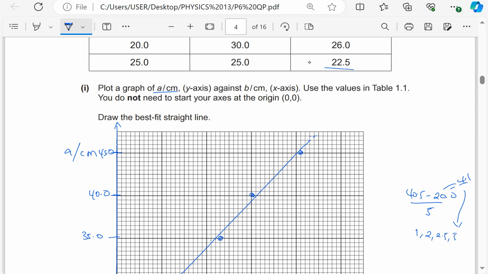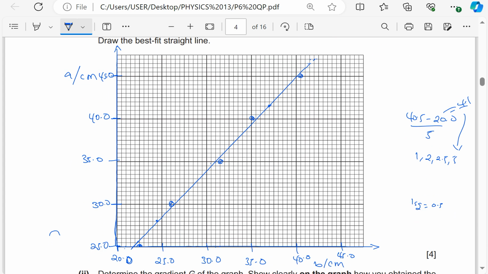Let me take a point, say this one. Your triangle should be as big as possible. So I'll take these points as the points for my triangle, and I'll draw my triangle through the points.